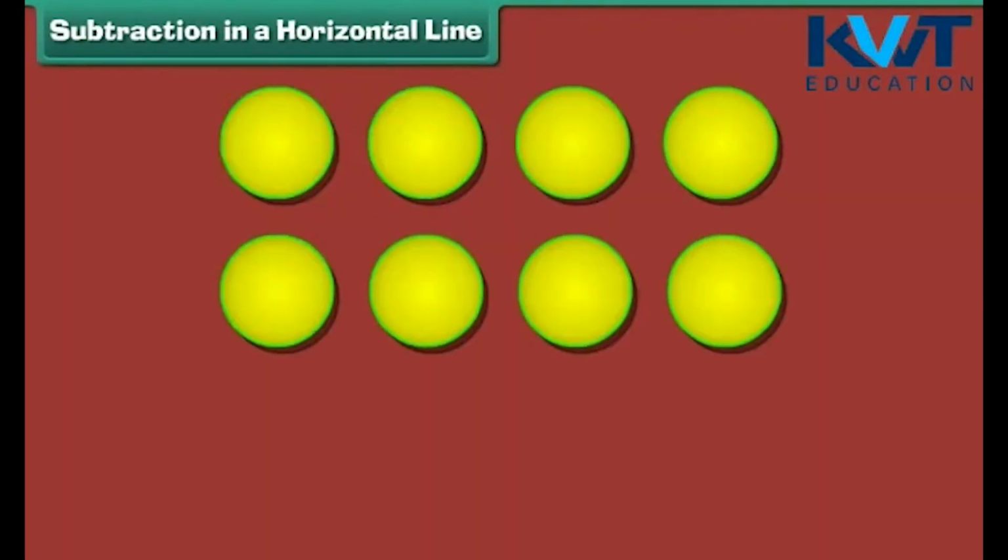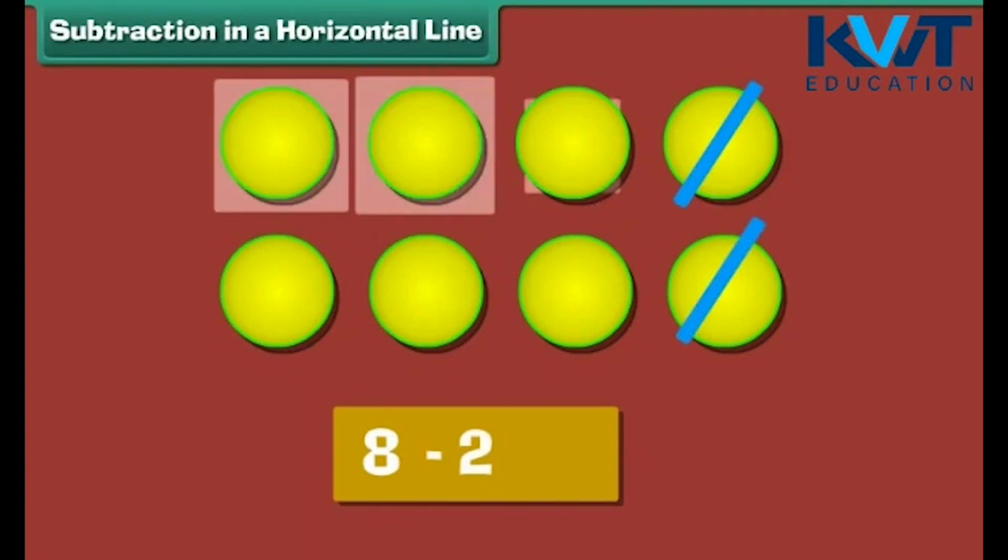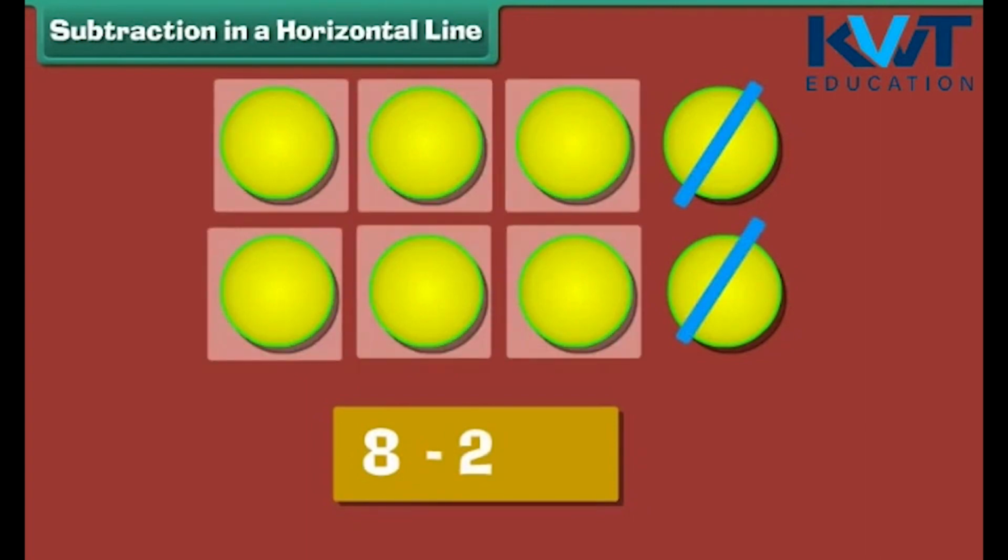To subtract 2 from 8, we place 8 dots. Strike off 2 dots. 6 dots remain. Therefore, 6 is the answer.